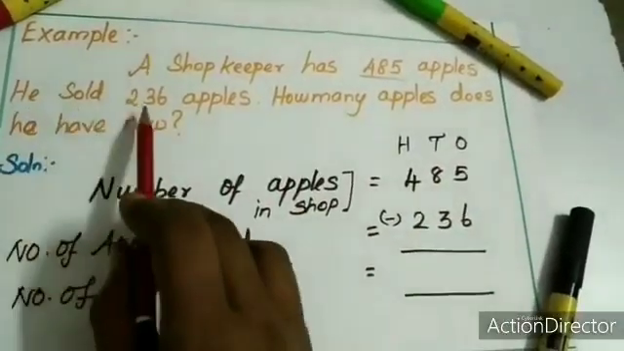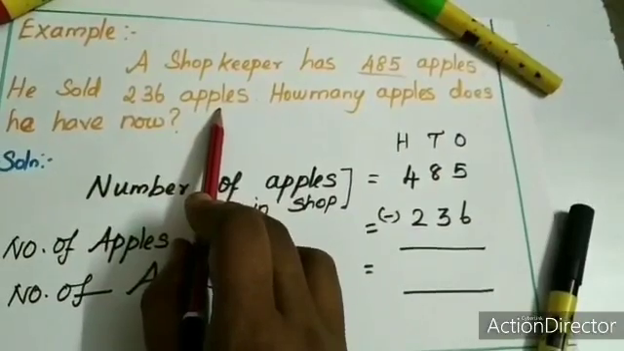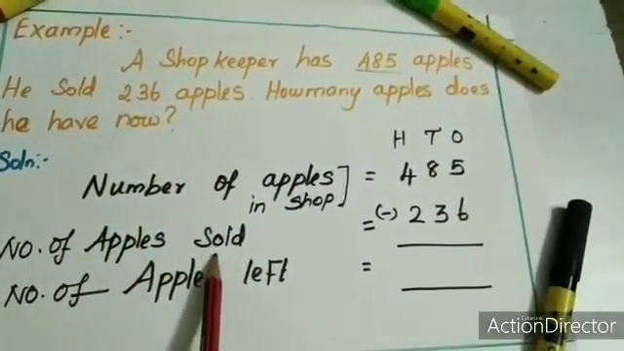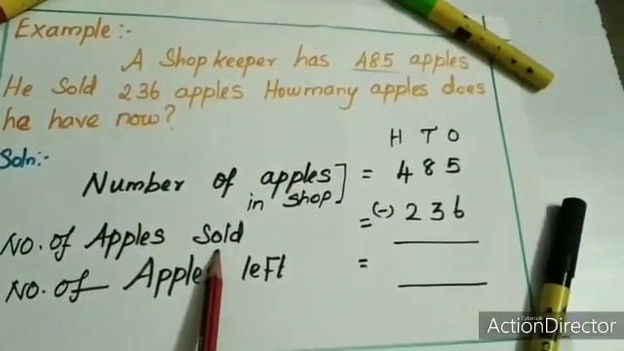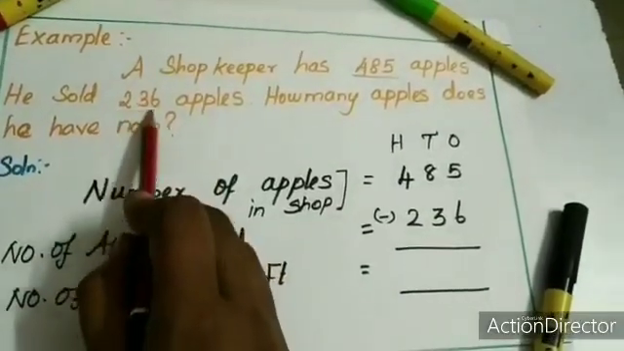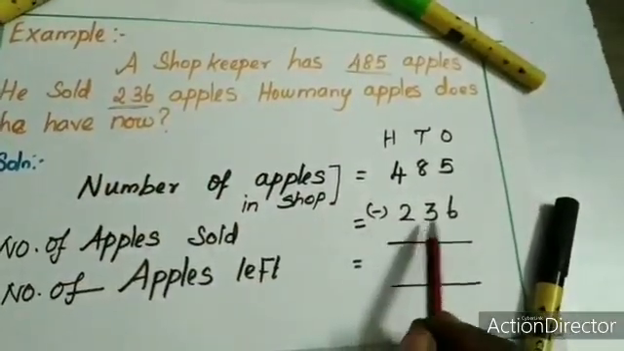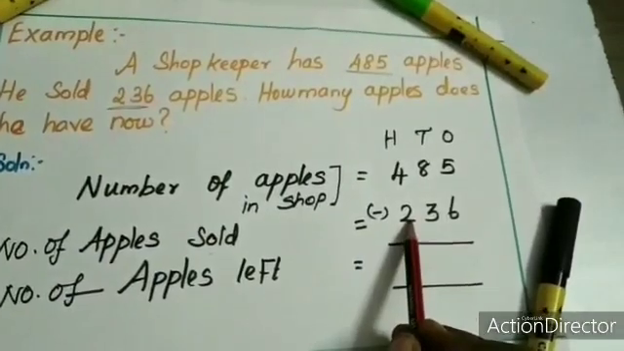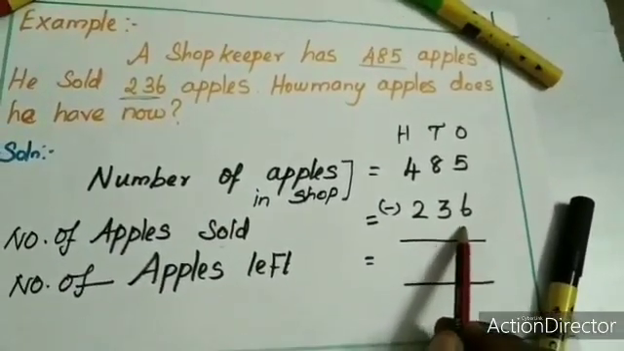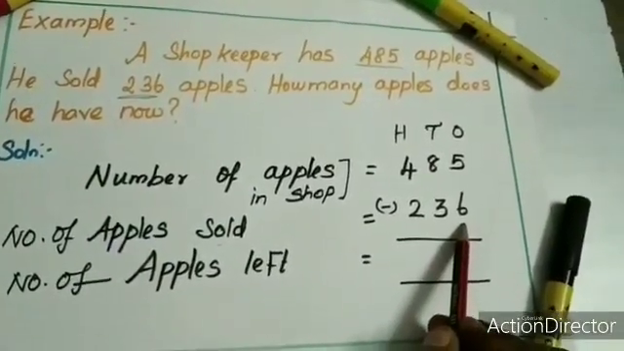Next, he sold 236 apples. That means number of apples he sold. How many number of apples he sold? 236. So write down 236. 2 in the hundreds place, 3 in the tens place, 6 is in the ones place.